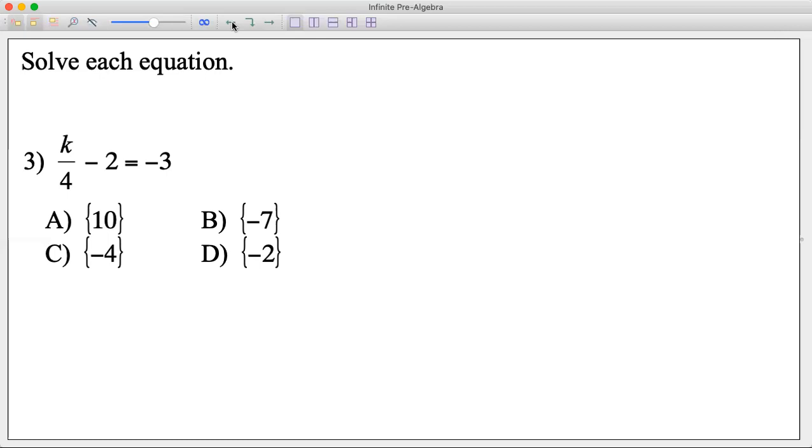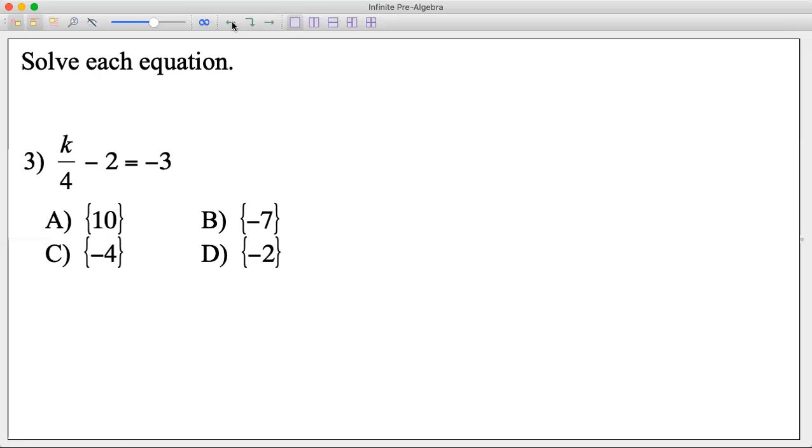I think it could be 10 or 4. There we go. Does everybody see that one? 4 divided by 4 is 1, so we get k is equal to -4. Okay, so C.